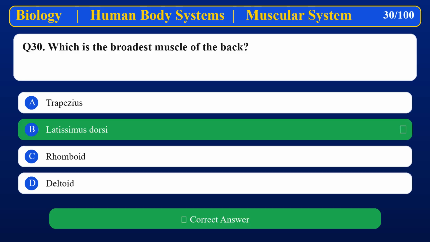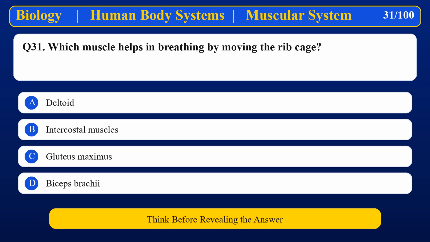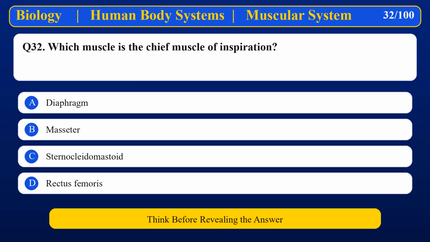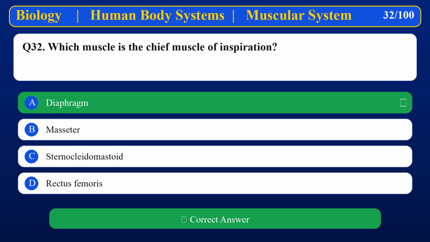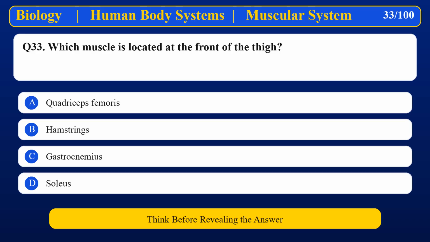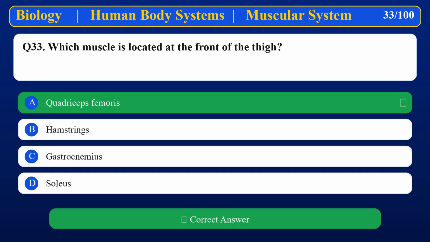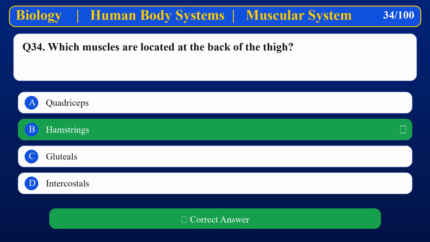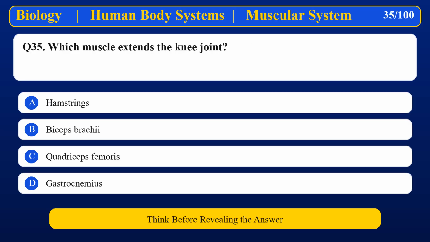Latissimus dorsi. Which muscle helps in breathing by moving the rib cage? Intercostal muscles. Which muscle is the chief muscle of inspiration? Diaphragm. Which muscle is located at the front of the thigh? Quadriceps femoris. Which muscles are located at the back of the thigh? Hamstrings. Which muscle extends the knee joint?